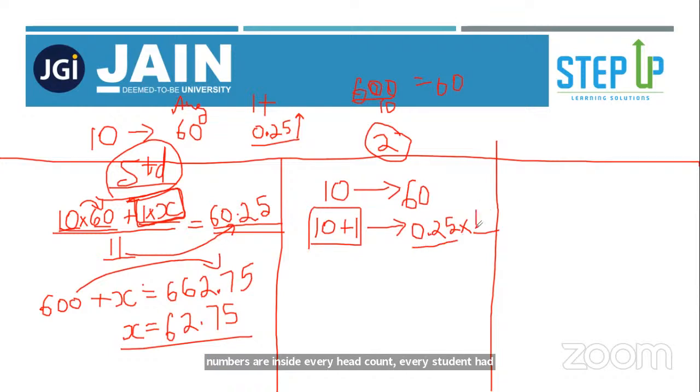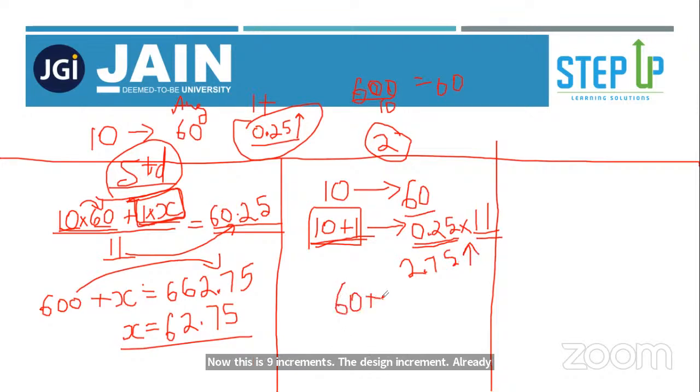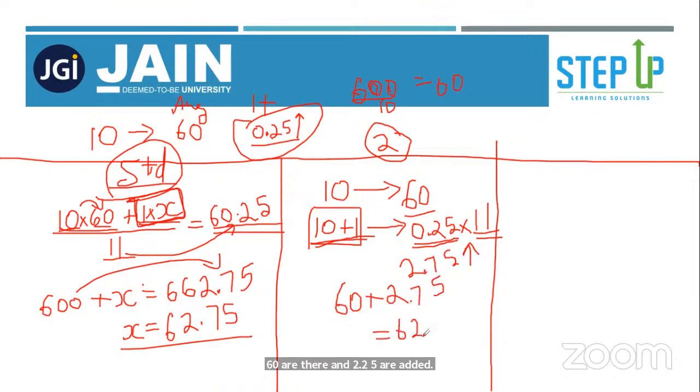So I'm multiplying it by 11. Total students are 11. That's why I'm multiplying it by 11. The average is increasing by 0.25, and I am multiplying by 11 because everyone is increased by 0.25. Now when I multiply, I will get 2.75. Now this is an increment. Already 60 are there and 2.75 is added. So in total you get 62.75. That's all.